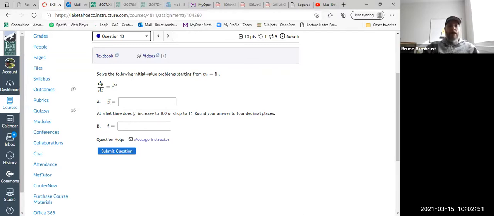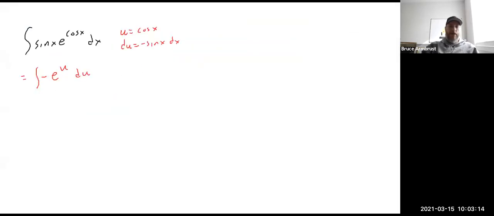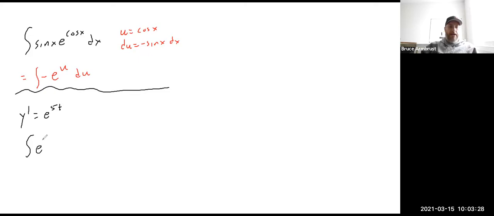Let's find the y, but I want you to notice that this is the same kind of deal as y prime equals e to the 5t. We need a function whose derivative is e to the 5t. Well, that means we're going to integrate again. So let's go back to the whiteboard. So this time we've got y prime equals e to the 5t, so we're going to integrate e to the 5t dt.